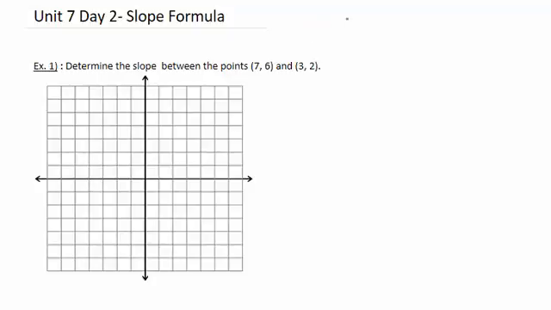Unit 7, Day 2, the slope formula. So today we'll start right away with an example. Example 1, determine the slope between the points 7, 6 and 3, 2.